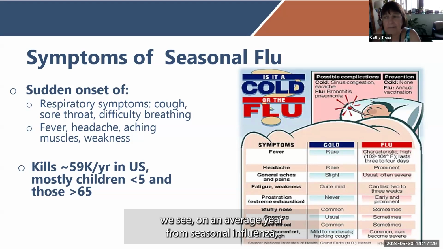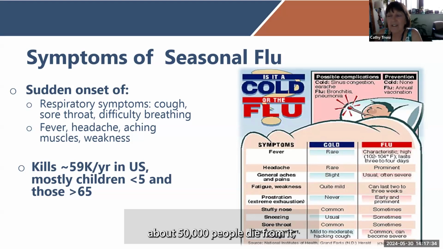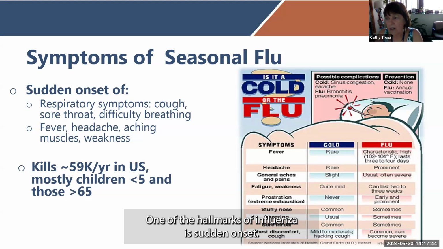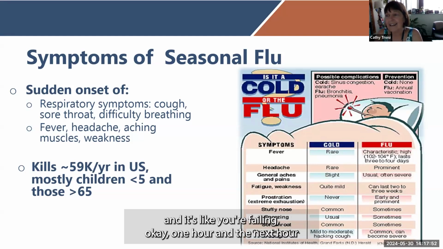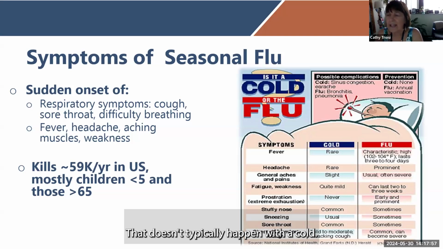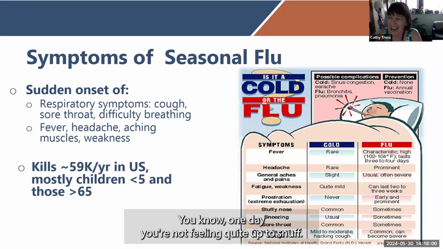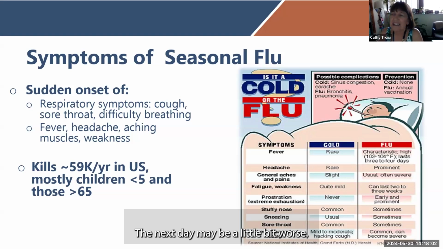We see on an average year from seasonal influenza, about 50,000 people die from it, mostly young children and older adults. But in bad years, we can see much, much higher numbers. One of the hallmarks of influenza is sudden onset. I had influenza once when I was in graduate school studying influenza. You're feeling okay one hour, and the next hour you're pretty sick. That doesn't typically happen with a cold. One day you're not feeling quite up to snuff, the next day maybe a little bit worse.